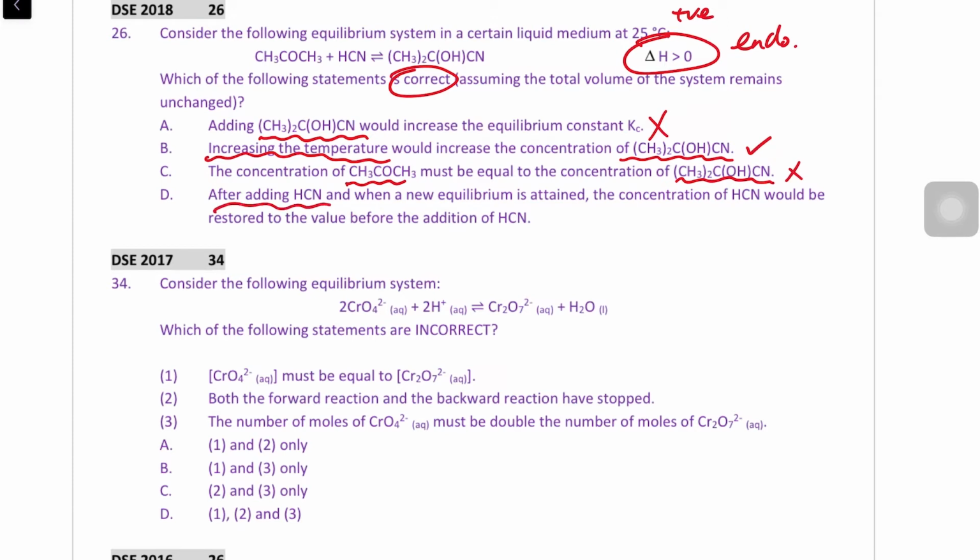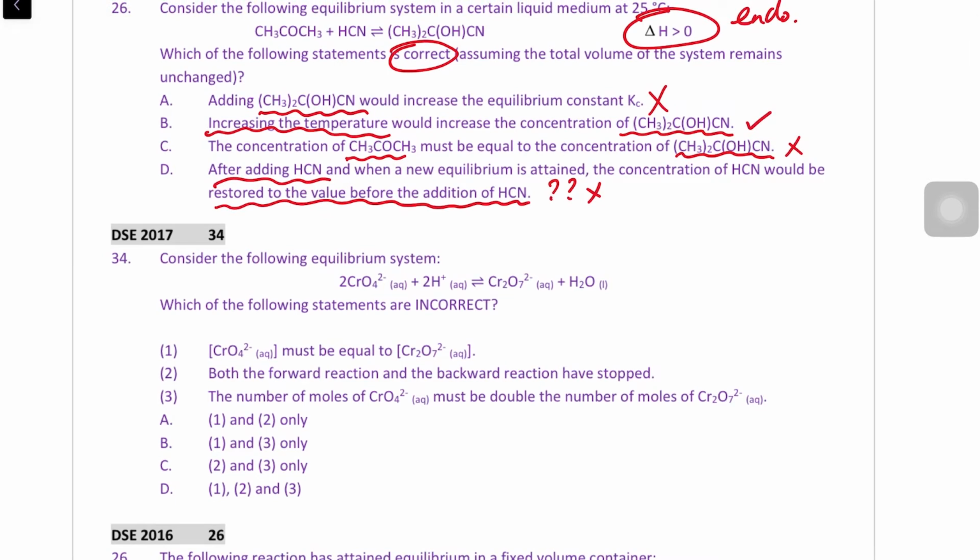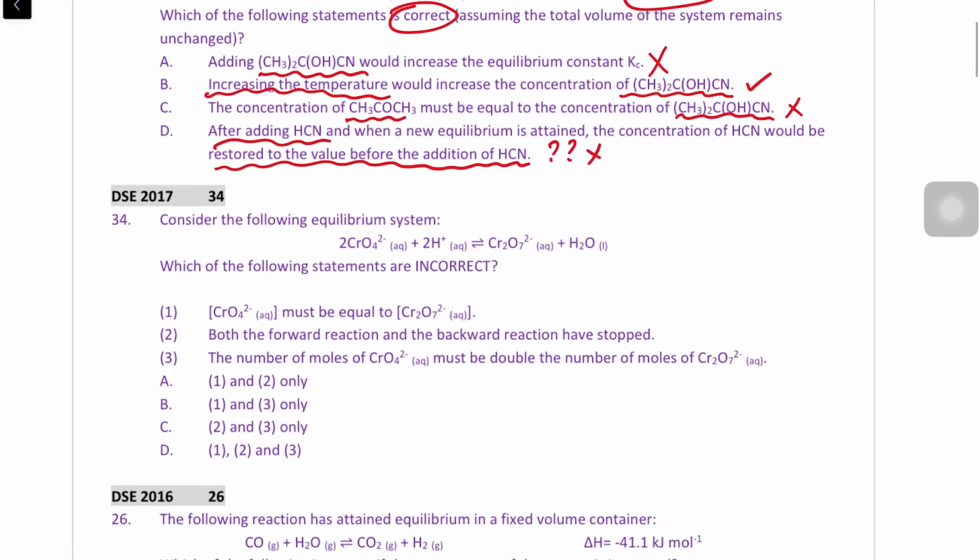Finally, D, adding HCN and wait for new equilibrium. The concentration will restore to the value before adding. Of course, not correct, right? Because if it restores to the old value of HCN, then how can you guarantee the Kc value is constant, right? So the answer is B.